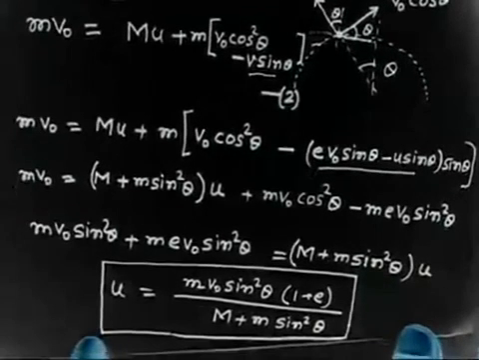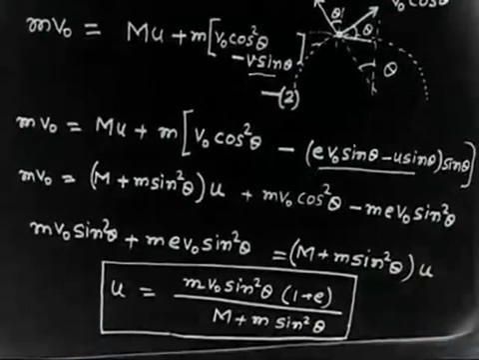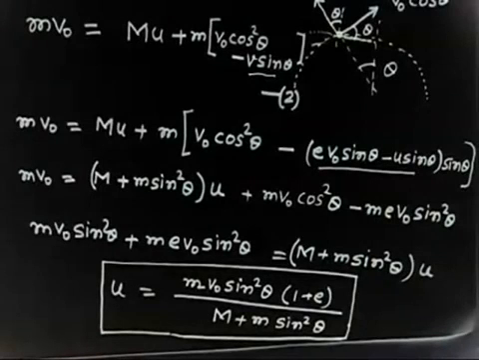So this is the u velocity, velocity of rebound back. So this is the velocity of hemisphere.